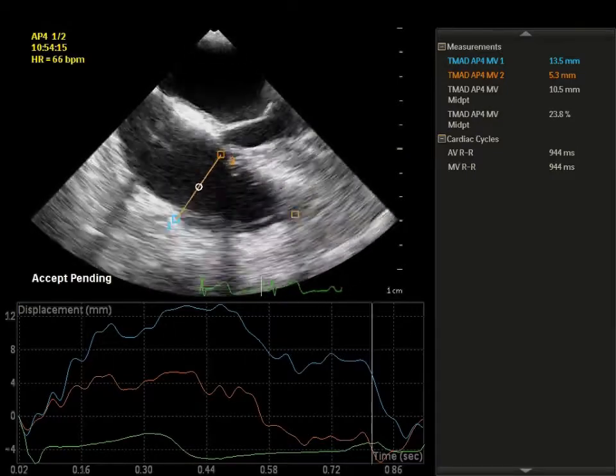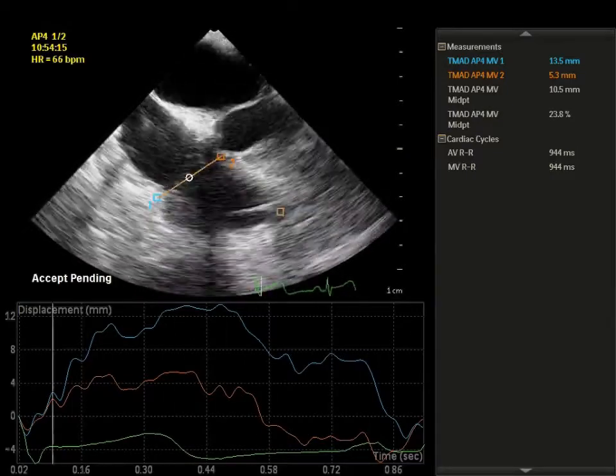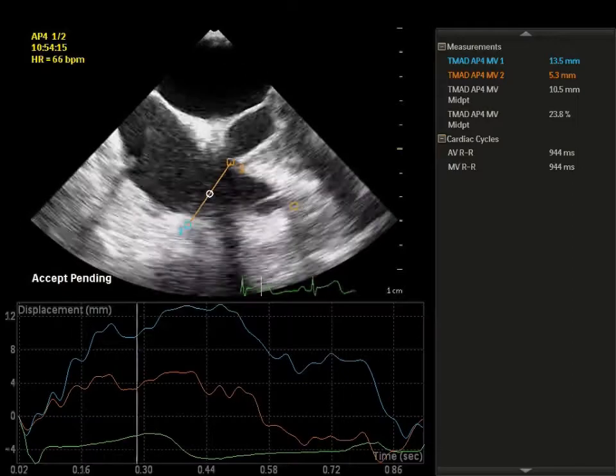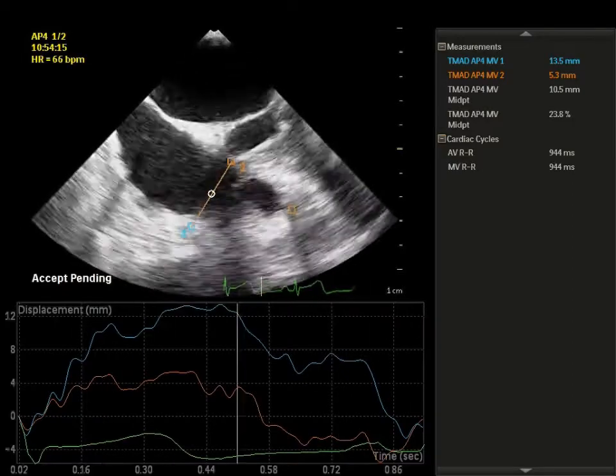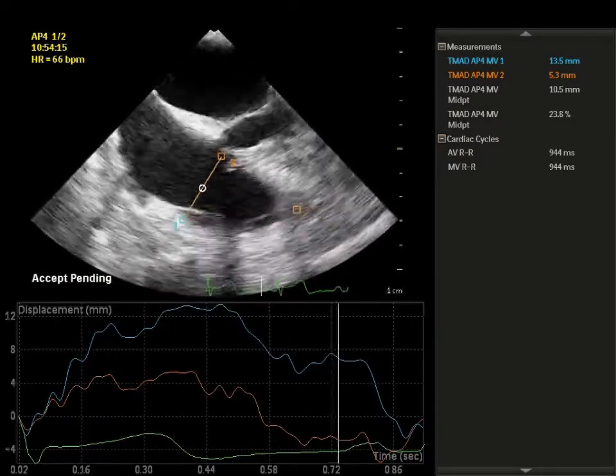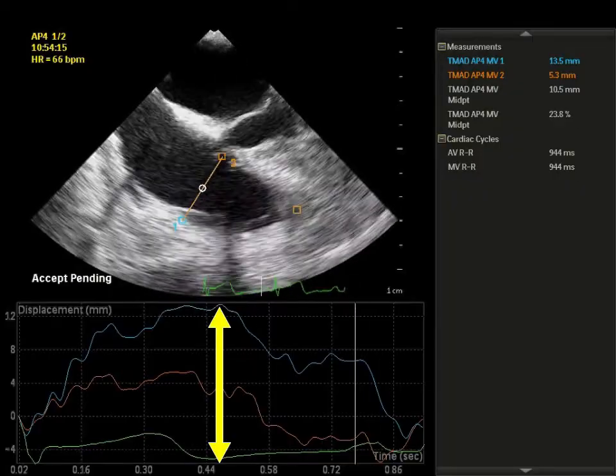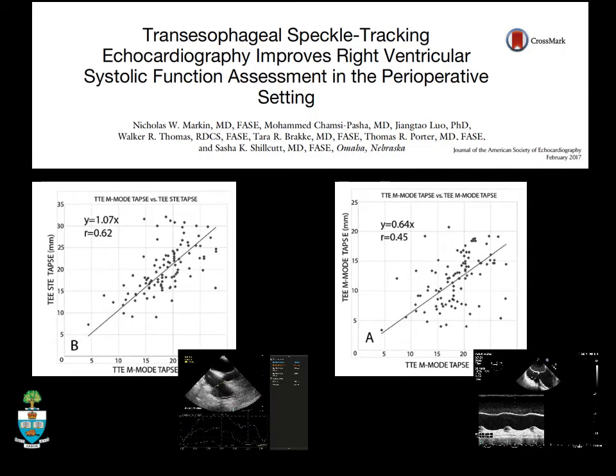So I'm measuring TAPSE, measuring the true change in distance between the tricuspid annulus and the apex of the ventricle. And this is something that was actually studied by the group from Nebraska led by Sasha Shilkot. They did it in the operating room, they took consecutive patients coming from coronary bypass.